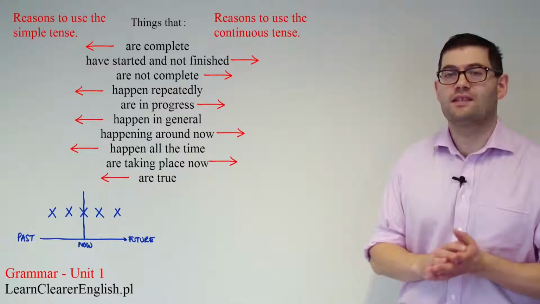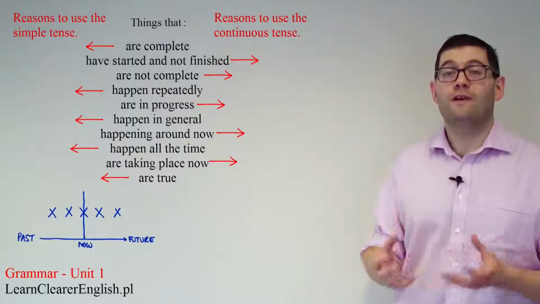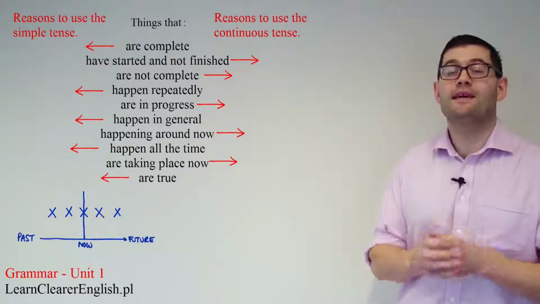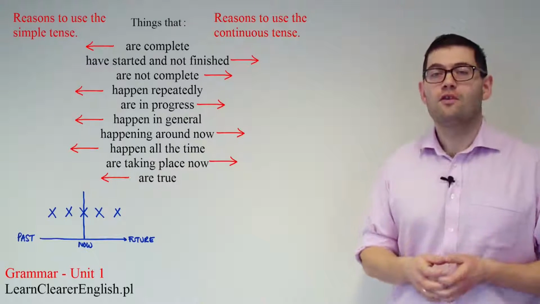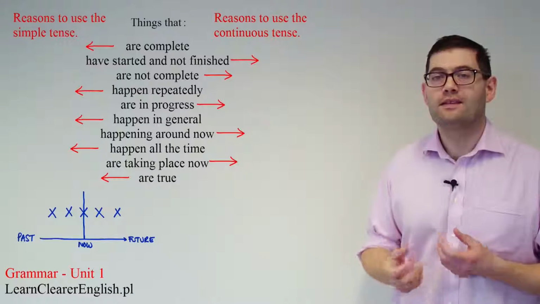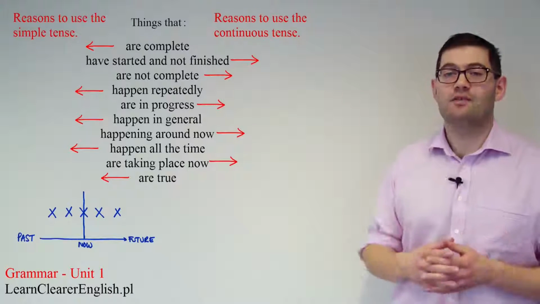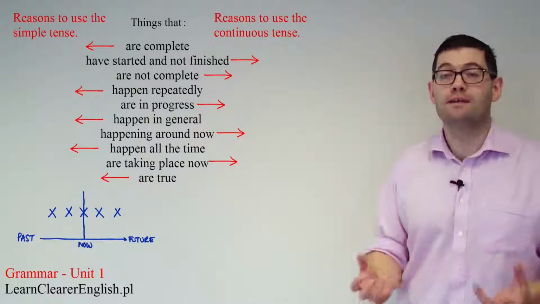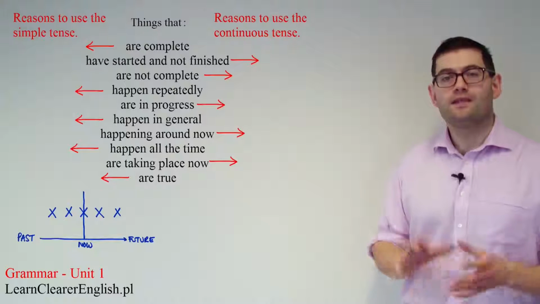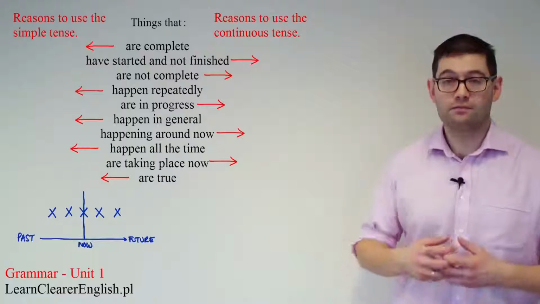The continuous tense is used to describe things which have started and have not finished. Therefore, things which are not complete. Another way of saying that would be things that are in progress. We also use the continuous to refer to things which are happening around now. This around now is not limited in time. For example, the second metro line is being built in Warsaw around now. It started many years ago and will finish in many years. So don't be limited in terms of thinking about time when you're thinking about now.